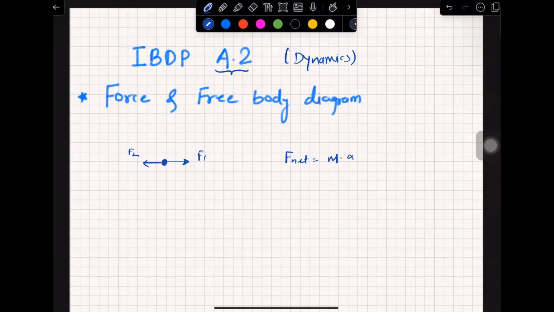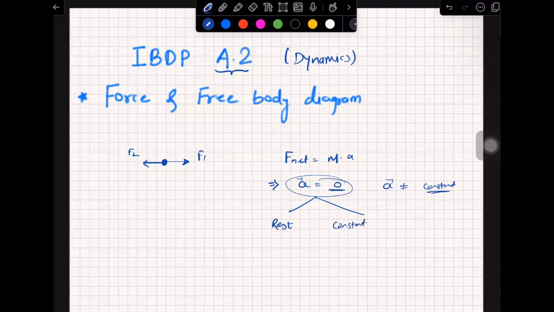Net force is mass times acceleration. We get the value of acceleration, and if the acceleration is zero, or if the acceleration is non-zero and a constant value, then we describe this motion using the SUVAT equations. When the acceleration is zero, I can say the object is at rest or moving with constant velocity. Or if the acceleration is non-zero but constant, then I can use SUVAT equations to describe the motion of an object.